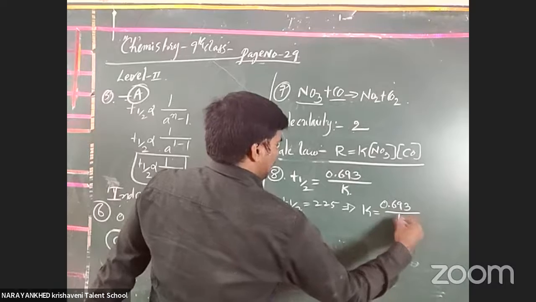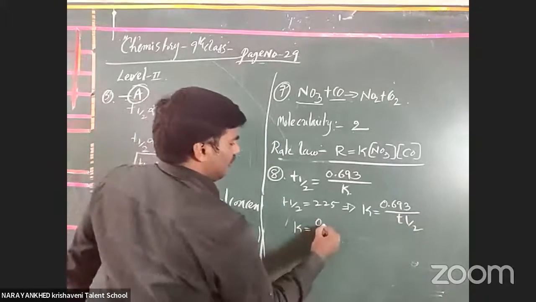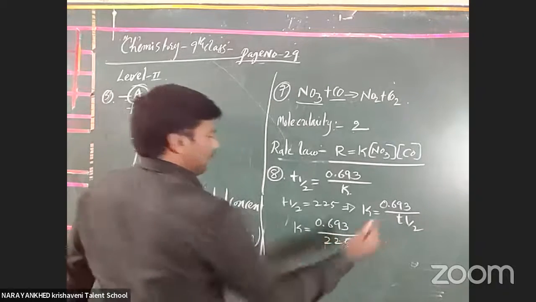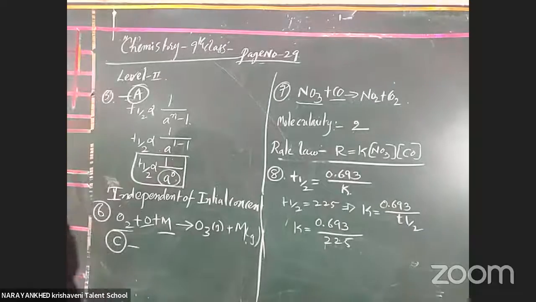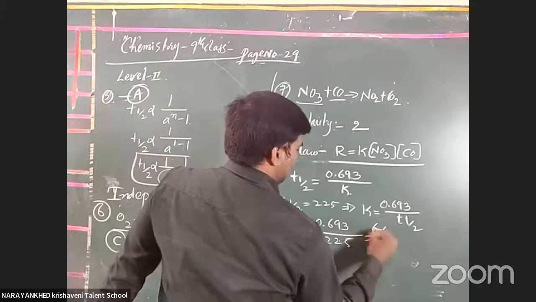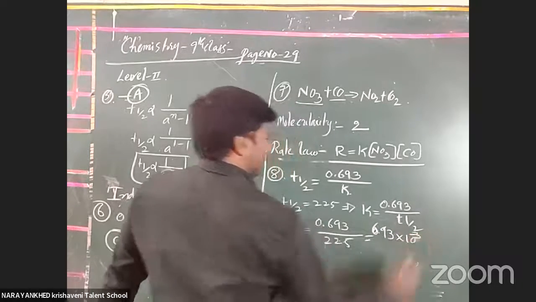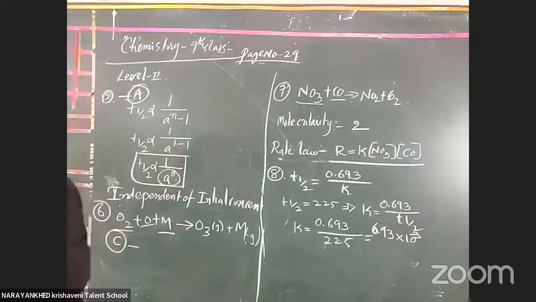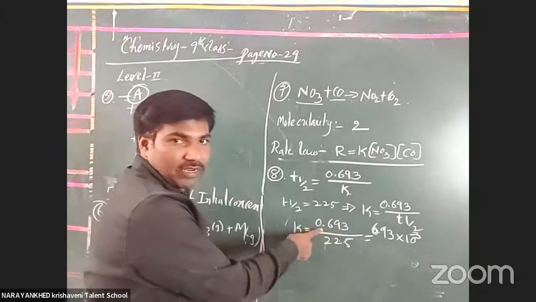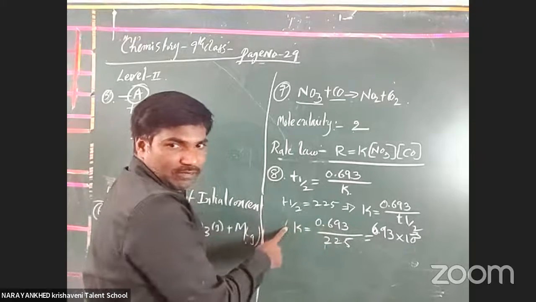0.693 by T half. Got it done? Now k is equal to what? 0.693 by 225. Got it done? Now it is also written as 0.693 into 10 to the power of 3 minus 3. Writable or not? I have taken all these points after the decimal, whatever the three components are there, it will be taken to the front.